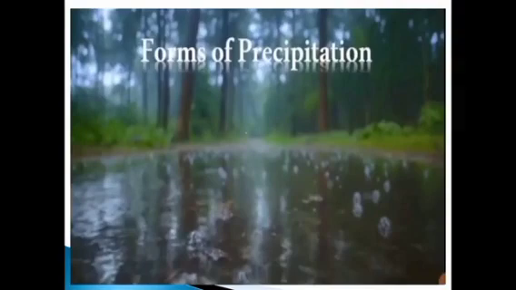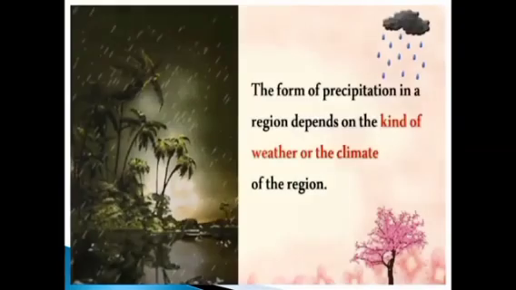So, we are going to see what are the different forms of precipitation in which the water again returns back to the earth's surface. The form of precipitation in a region depends on the kind of weather or the climate of the region.